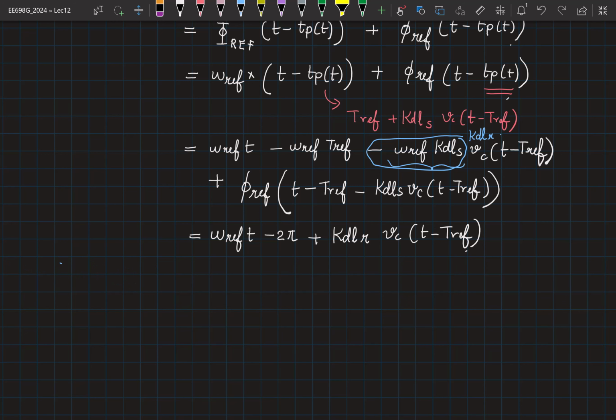T naught is also included to convert into radians. So it is omega ref into KDLS. Negative of that will give you KDLR. So it should be 2 pi by Trf. Did I write T naught? Yeah, it is 2 pi by Trf.